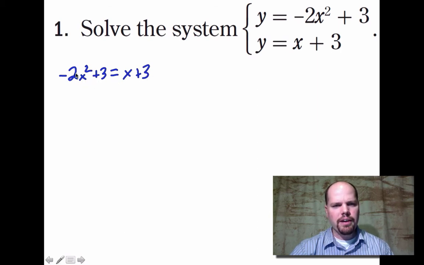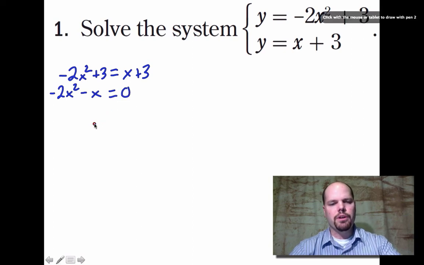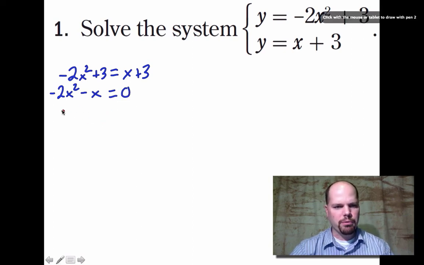Now we have a quadratic because we have an x squared term and an x term, so I would subtract x and subtract 3, and I'd end up with negative 2x squared minus x, and then we have a 3 minus 3 from both sides, which gives equals 0. We can use the quad form program, or we can do this by hand pretty quickly. So our a value is negative 2, our b value is negative 1, and our c value is 0.